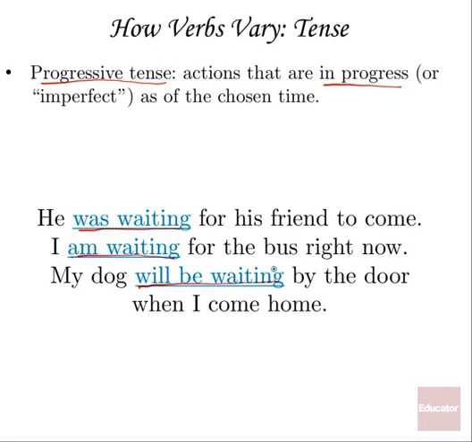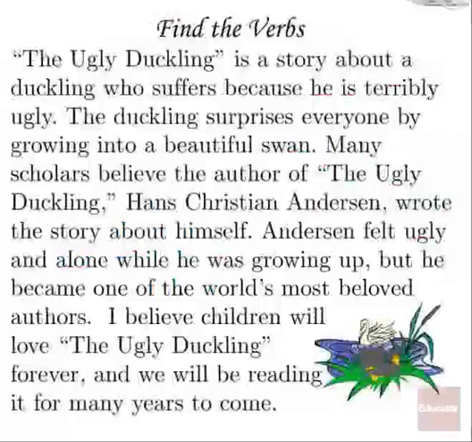My dog will be waiting by the door when I come home. Future progressive tense. So at a certain point in the future, the dog's waiting will be actively going on. Notice that we use the present participle form: waiting, waiting, waiting, sometimes with helping verbs like was, am, and will be.